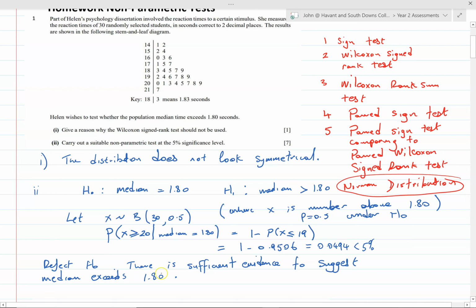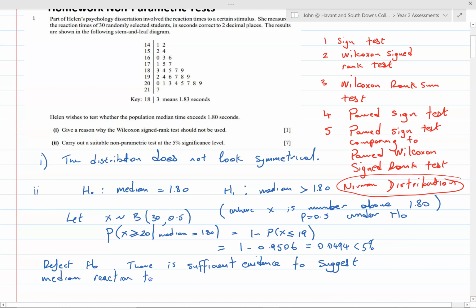And we need to give a contextual statement with some level of uncertainty, the language of sufficient evidence to suggest the median exceeds 180. I'm reading that again, and I'm slightly concerned that I might myself have lost some marks here, that the data was all about the median, she measured median reaction time.